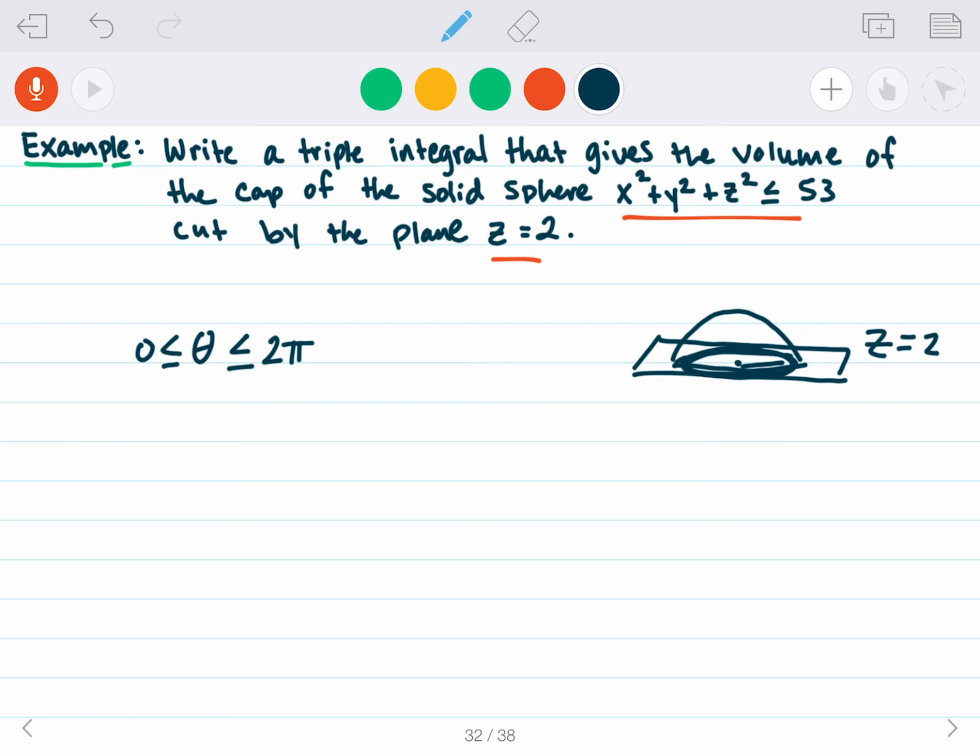And they give us this equation up here. They say x squared plus y squared plus z squared is going to be less than or equal to 53. So what I can gather from that is that x squared plus y squared is the same thing as r squared. So I get r squared plus z squared is less than or equal to 53. And if I isolate z squared, I get z squared is less than or equal to 53 minus r squared.